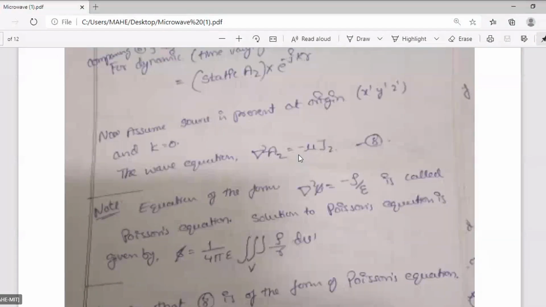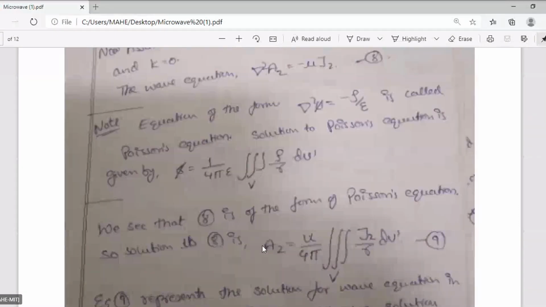This equation looks similar. Jz is also a scalar. Here rho by epsilon is also a scalar. Az is a scalar and phi is a scalar here. So the solutions are equal. Comparing the two equations, the solution of this equation will be Az equal to mu by 4 pi integral of Jz by r into dv dash.